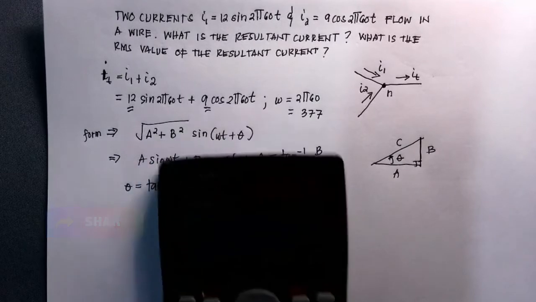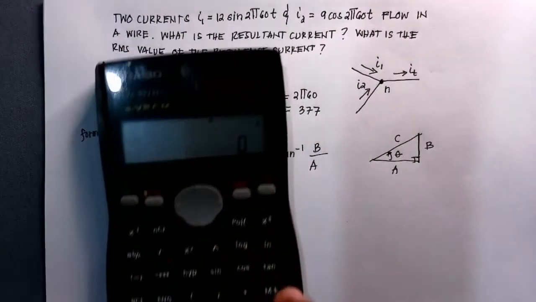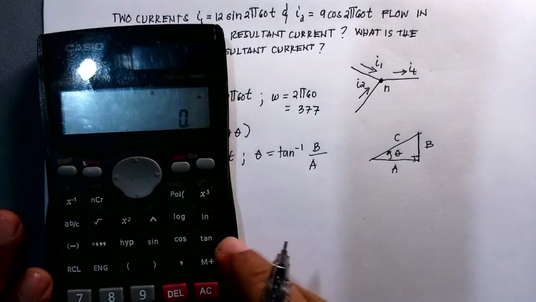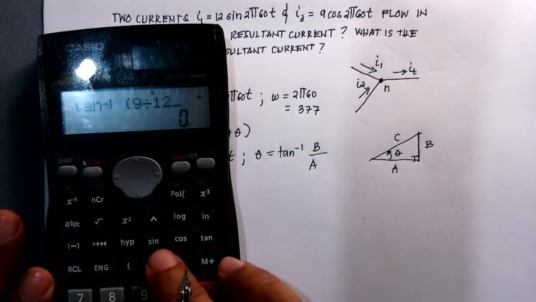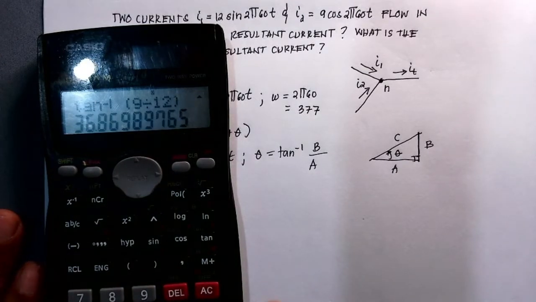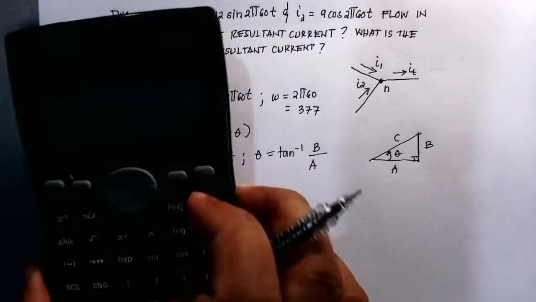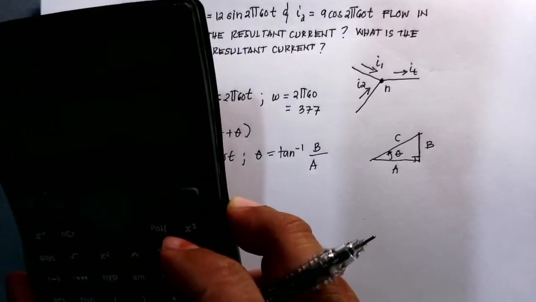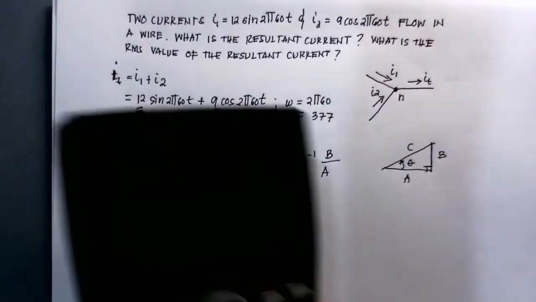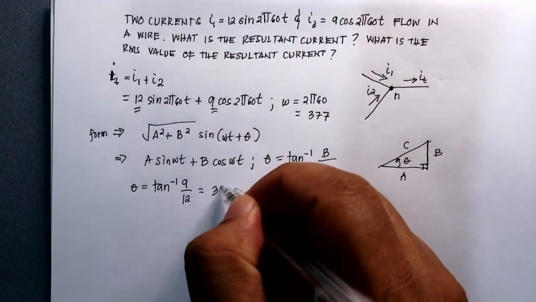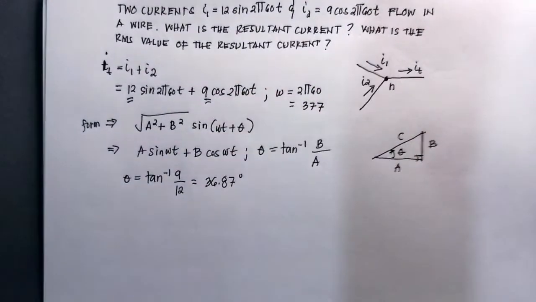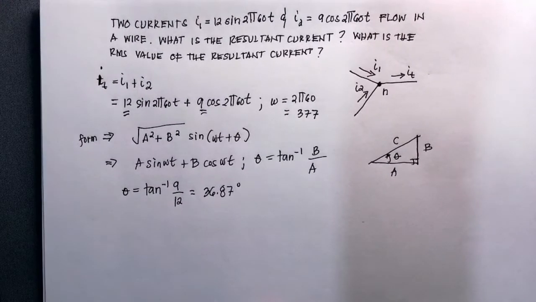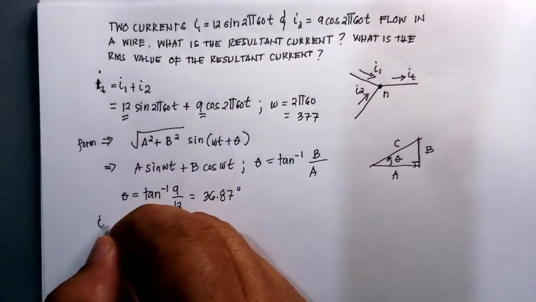Now, if you have your calculator, hope you are seeing this one, press shift, inverse tangent of 9 divided by 12, and it will give us 36.86, or 0.8698, or 36.87. So this is 36.87 degrees.